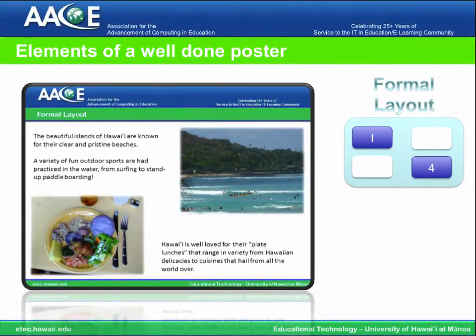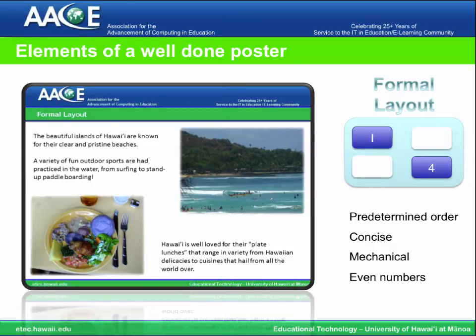Many people choose a formal layout for their poster. What this means is that there is a predetermined order for it. It's very concise, but it's also a little bit mechanical. If you notice, they're even numbers when you look at the quadrants. There are 2 columns and 2 rows.